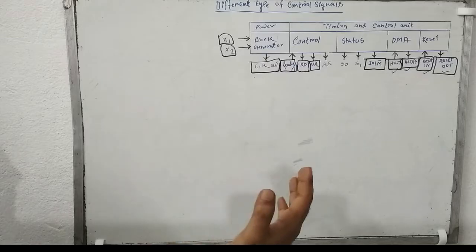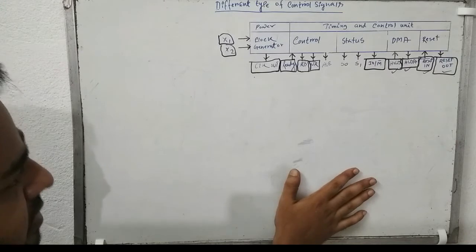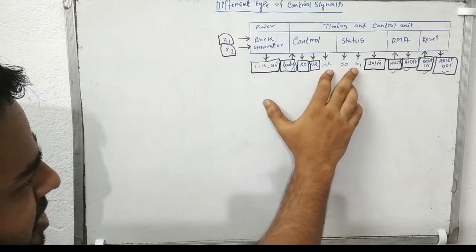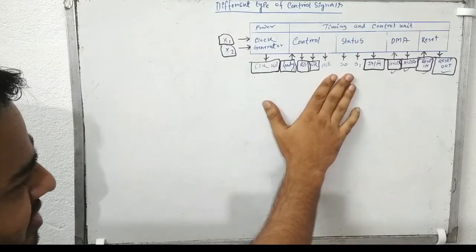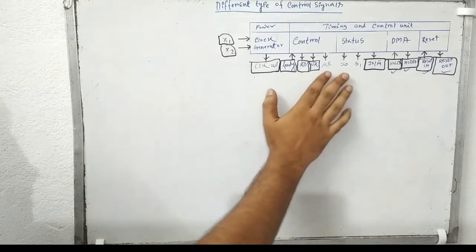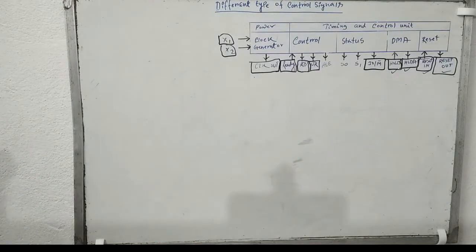Hi everyone. So in this tutorial I am going to talk about the rest of the control signals that we didn't discuss in our previous lectures, like ALE, S0, S1. Among these three, S0 and S1 are status signals and ALE is a control signal. So now let's first discuss the ALE, which is a control signal. What is ALE?